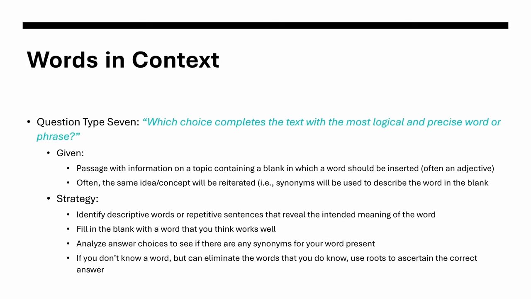Now, if you don't know a word, which is going to happen, especially in the hard modules, you can eliminate words that you do know, and use Latin roots to ascertain the correct answer. For example, if I have a word that starts with non, that probably is going to mean not, right? That word is going to have something to do with not and then the rest of the word. Make sure you look at those roots. It's a good idea to go on Google and just take a look at some common ones to figure out some basic prefixes, some basic suffixes as to what words might mean. Let's take a look at a practice question.